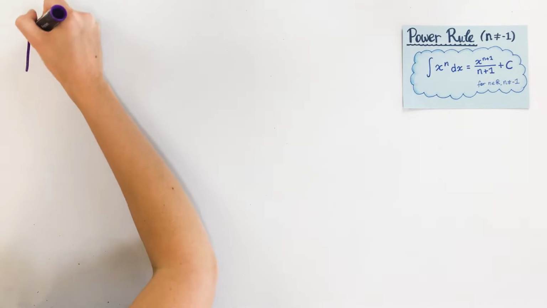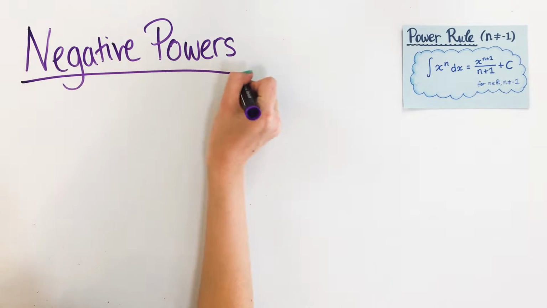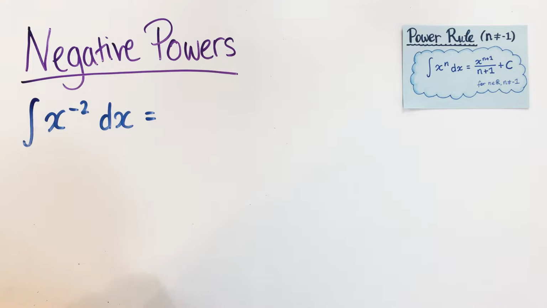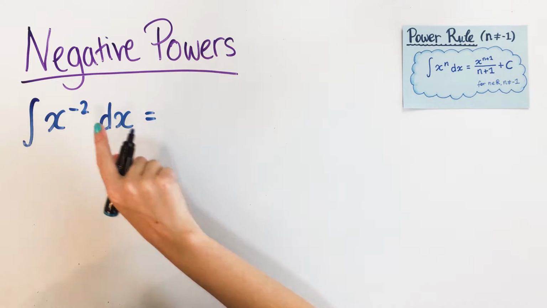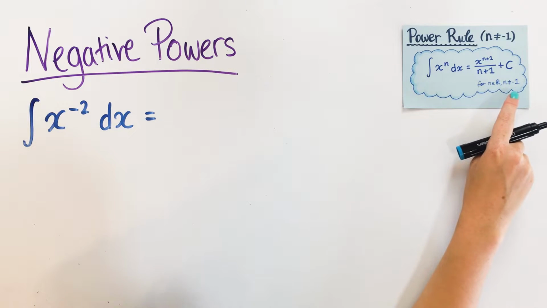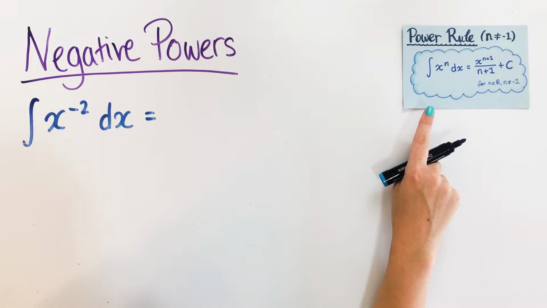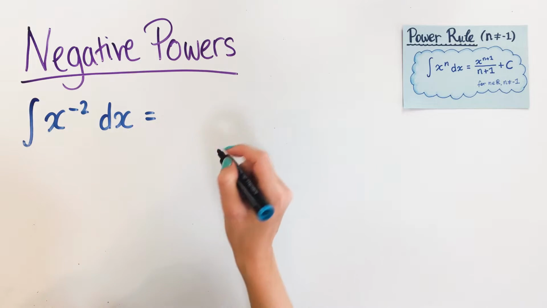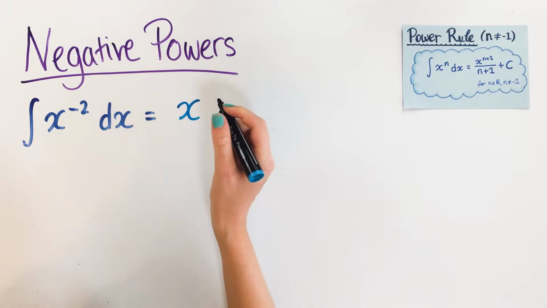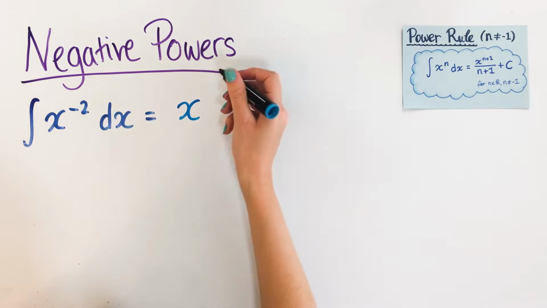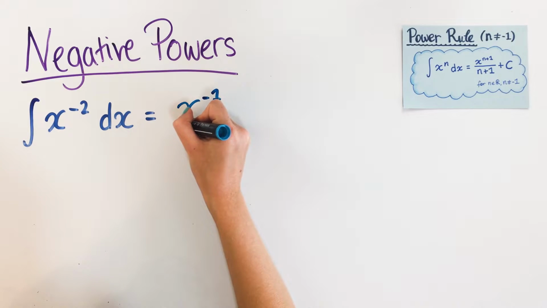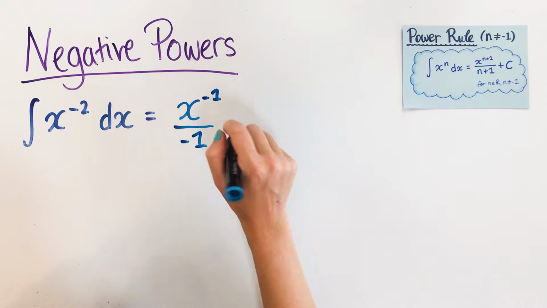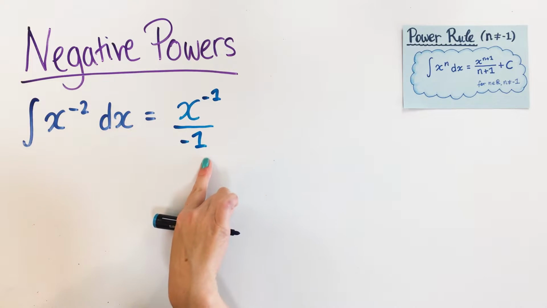Let's see what happens with negative powers. Let's say we want to find the integral of x to the negative 2. Well, minus 2 is a real number and it's not negative 1, so we can use the power rule again. So by the power rule, the integral of x to the power of minus 2 is going to be x to the power of minus 2 plus 1, which gives us minus 1, divided by minus 2 plus 1, so that's minus 1. So again, we're just adding 1 to the power and dividing down by the new power, plus c.